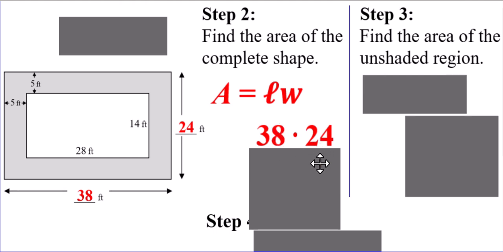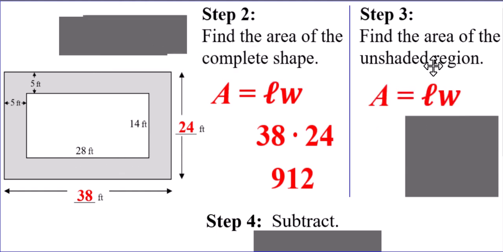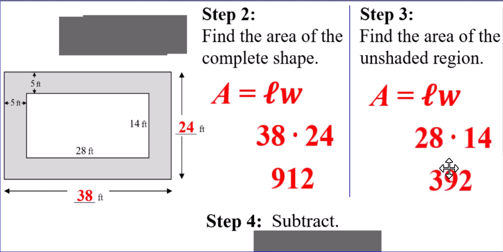Go ahead and get your calculators out if you haven't already. Hit pause if you need to. 38 times 24 is going to give you a complete area of 912 square feet. That's for the entire rectangle. Now, let's do the same thing for the area of the unshaded region. The unshaded rectangle inside was 20 feet long and 14 feet wide. So let's go ahead and multiply those numbers together. And we're going to get 392 square feet.